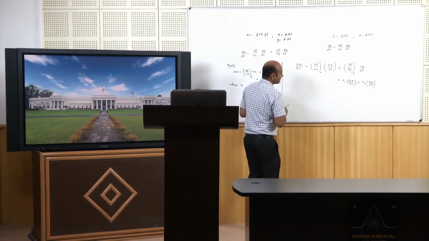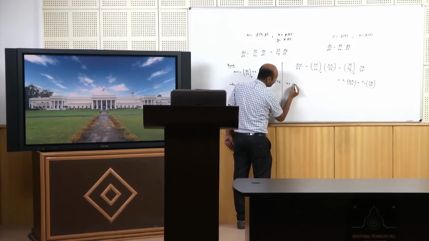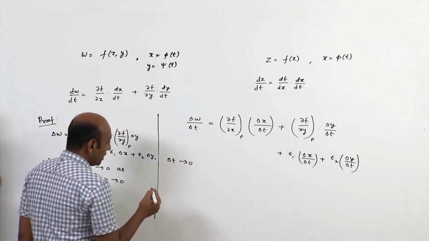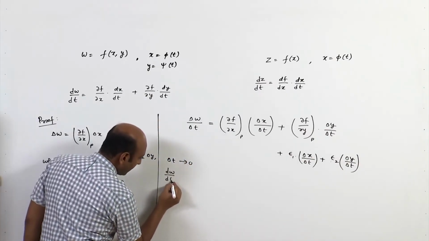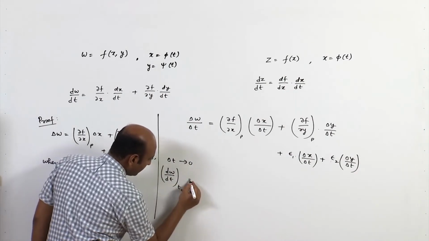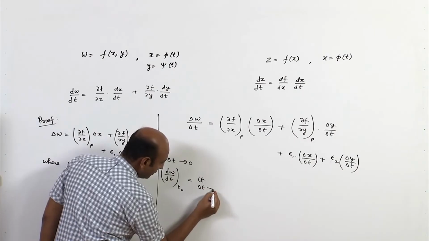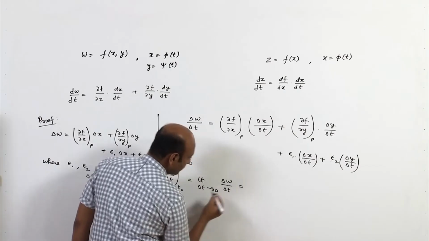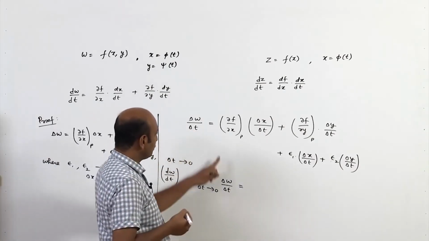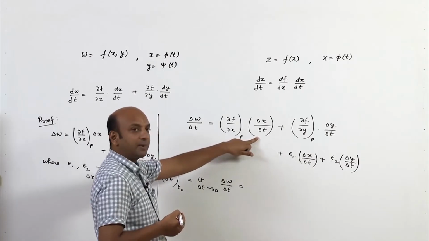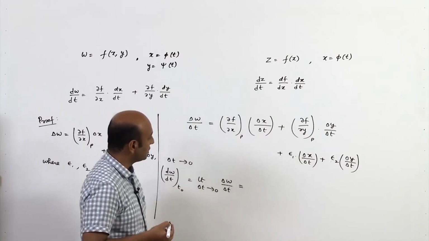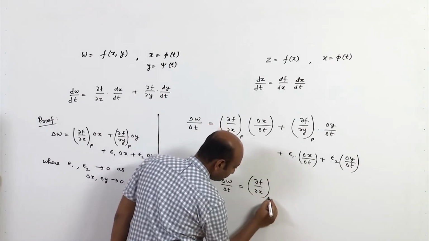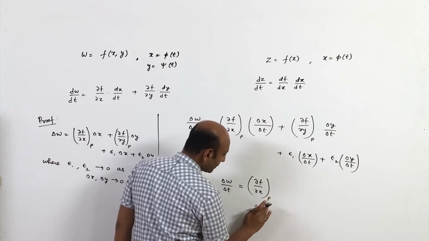We obtain this expression. Now take delta t tending to 0 on both sides. So what will we obtain? dw by dt at t naught will be the limit as delta t tends to 0 of delta w by delta t, which is equal to this expression. So you apply delta t tending to 0 in this expression. What will we obtain? It is del f by del x at P naught, or P.